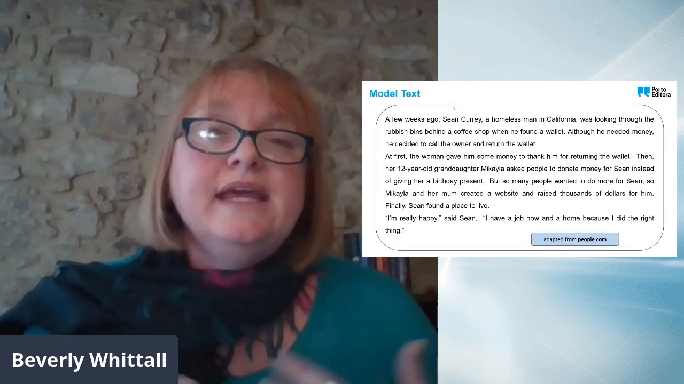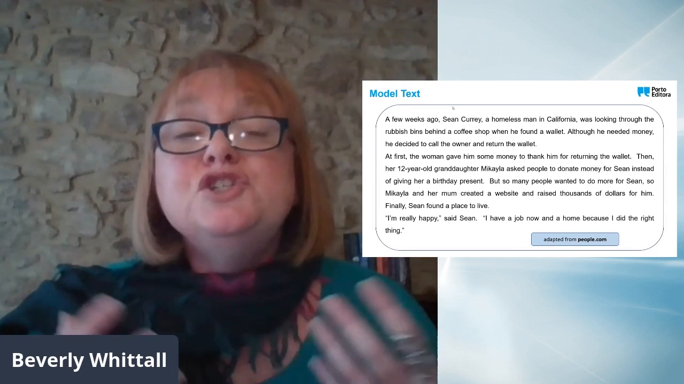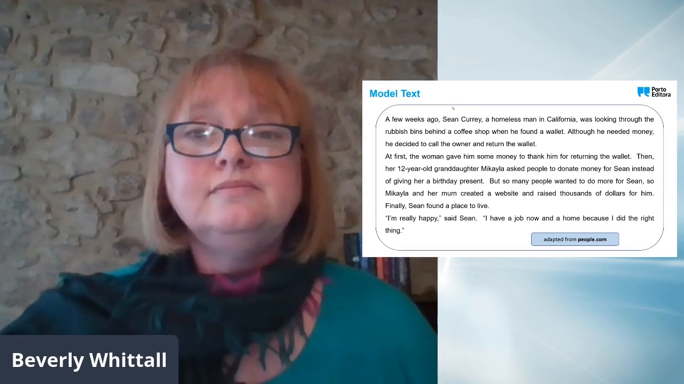Now, the next stage is getting students noticing useful language features in the text, features that eventually they would be able to transfer to their own writing. So looking at this text, what features would you draw your students' attention to? I picked out these features.